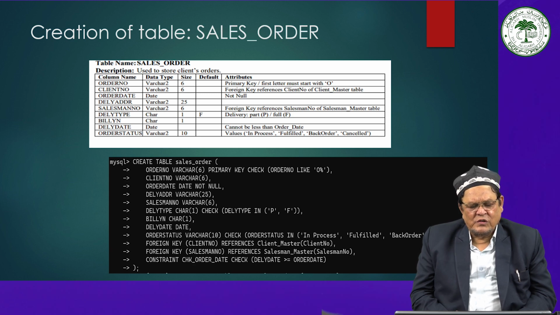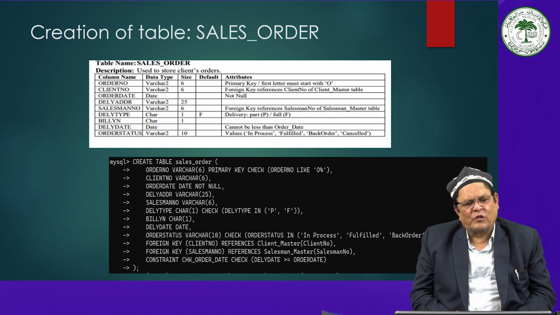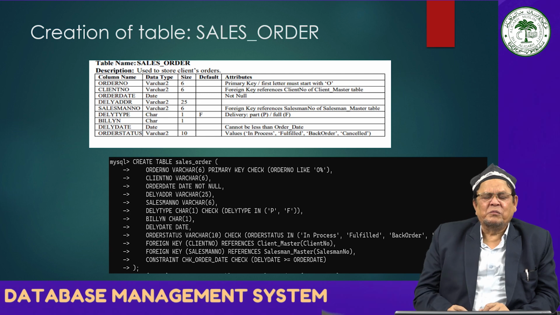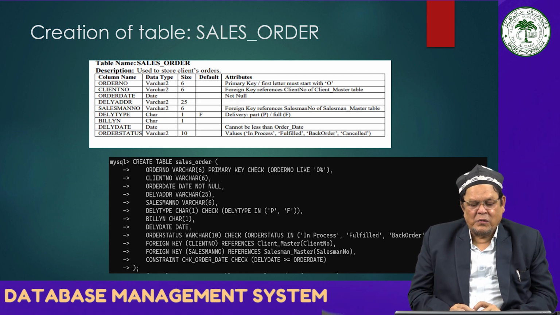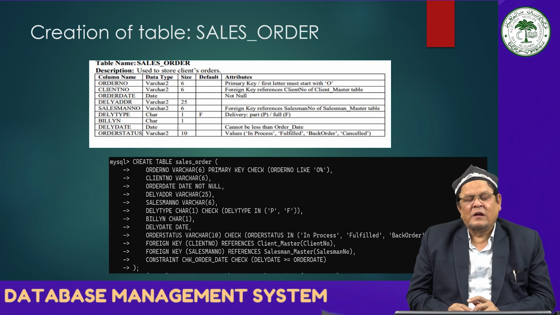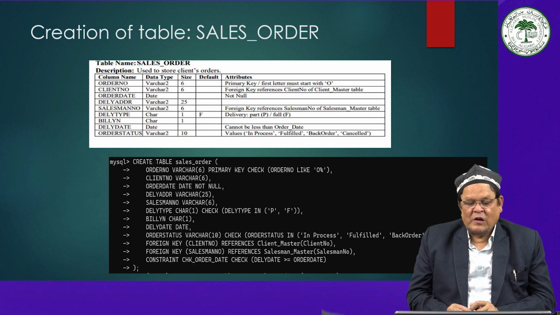So how do you do it? These are some commands in MySQL. What you do? Create table, here sales order. Then you have to put the bracket and order number, varchar 6, data type is varchar, size 6. And here you have to do primary key. You have to write primary key, check order number like 'O%' within quote. It means order starts with O.